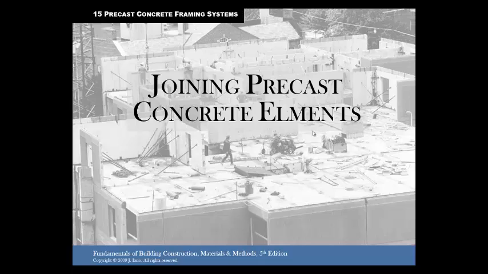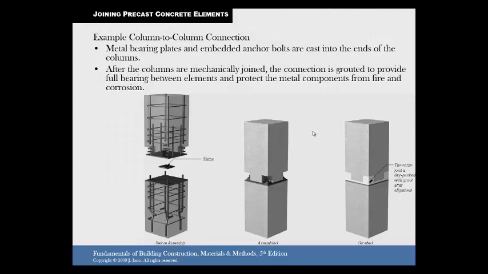So how do you put it all together? How do you keep it from falling apart? So here's some column-to-column connections. Obviously, if you have a skyscraper, you're going to have to stack your columns one on top of the other. And you can sort of see in this transparent one all the steel that's in the column, and then it sticks out, and they'll put a plate on top of that. They'll shim it with another one, and they'll weld all this together.